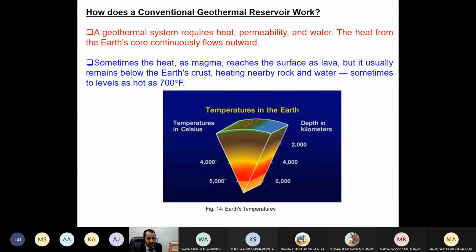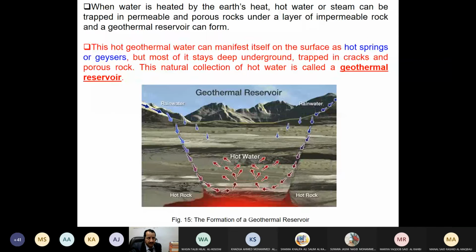As you can see here, you go deeply down, this depth in kilometers, to the center of the earth, you can see the temperature rises, a huge amount of energy is there. We just need to know how to extract it and use it. This is called a geothermal reservoir. You see here, the rocks are warm. When it rains, the water goes down and gets warm and goes up again as hot water or steam.